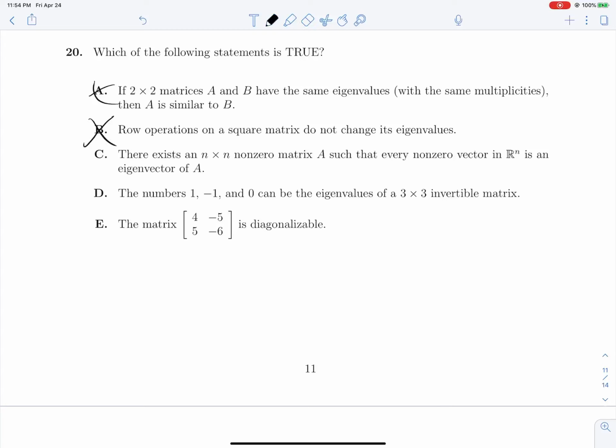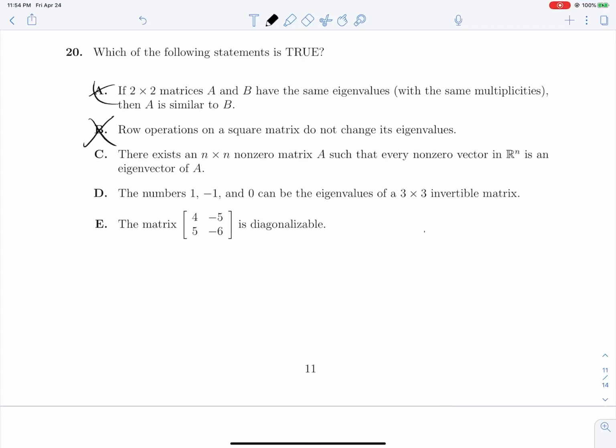Okay, it's late. See if we can get through the rest of this. C: there exists an n by n non-zero matrix A such that every non-zero vector in Rn is an eigenvector of A. So I read that and I was like, oh my god, that seems so wrong, but I feel like that should be right. I didn't end up picking it. I went for A, even though, you just heard it, there's a pretty good argument why A is false.